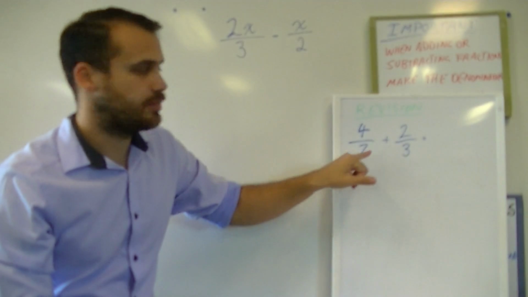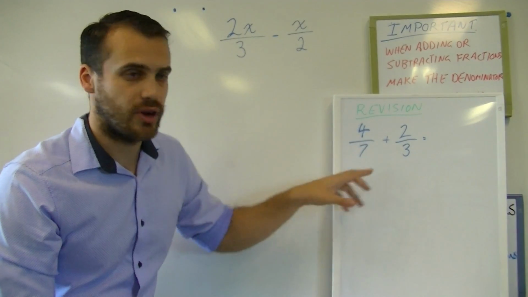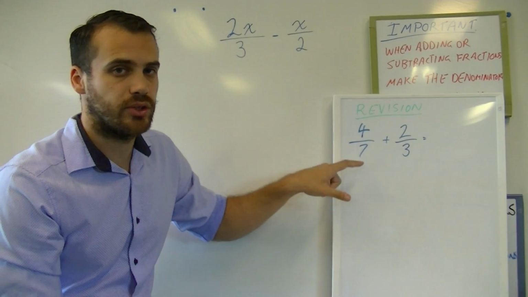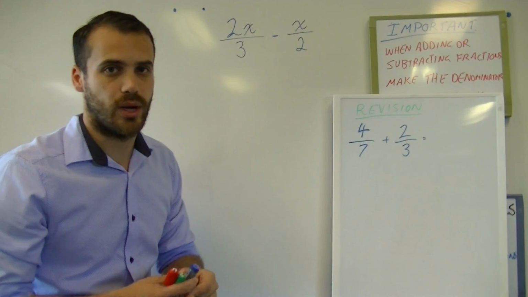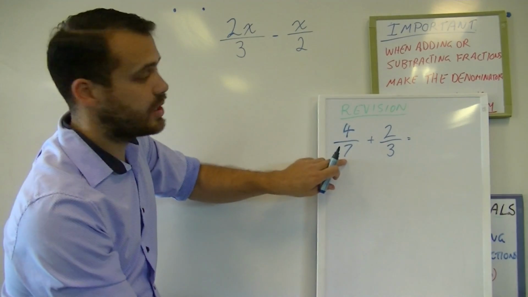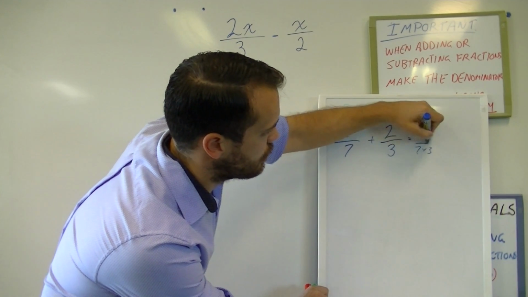Let's try a question that you might have done previously. 4 on 7 plus 2 on 3. Now if we want to add these two fractions, we need to make our denominators the same. Now the lowest common multiple for 7 and 3 is 21. So we can go ahead. Now in order to make this 21, we need to multiply it by 3. So 7 times 3 over.